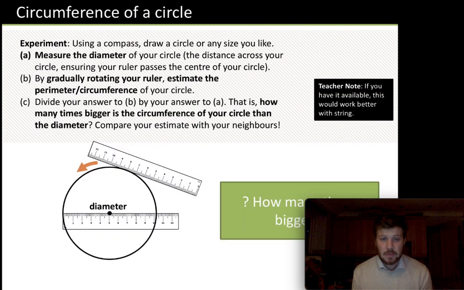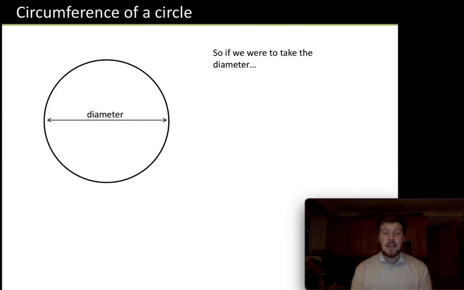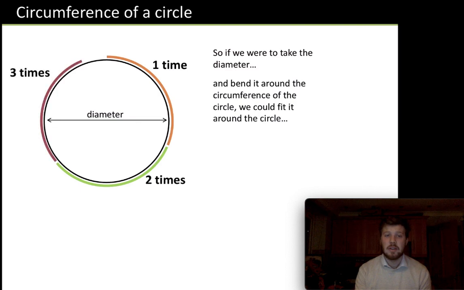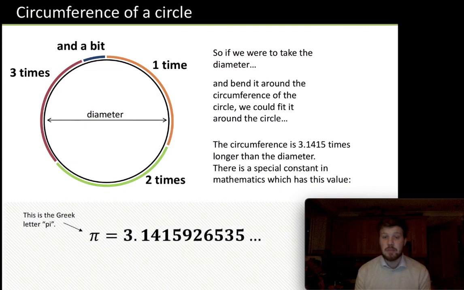So let's have a quick look at an example. If we take the diameter and we bend it around the circumference, we can fit it around once, twice, 3 times, and then we've got this little bit extra. This is the definition of pi, 3.1415926535. This is what it means. So when you say to me, what is pi, where does it come from? It is the ratio of the circumference to the diameter.